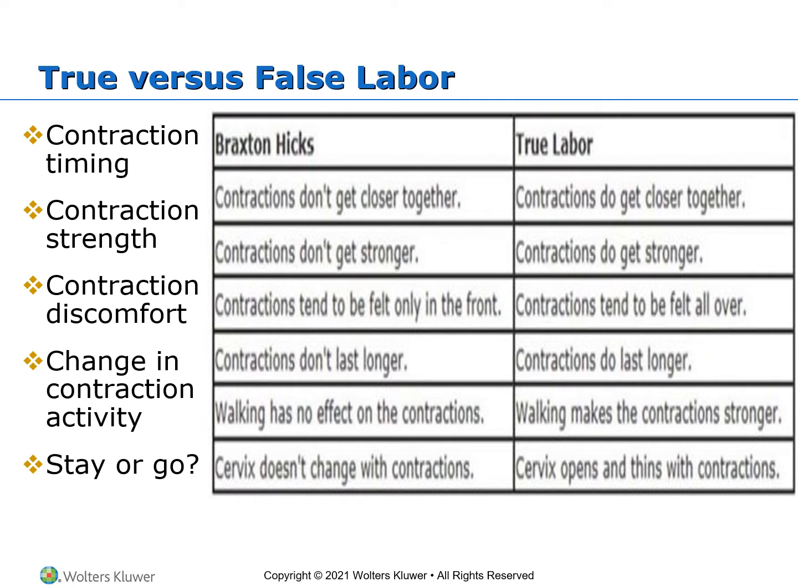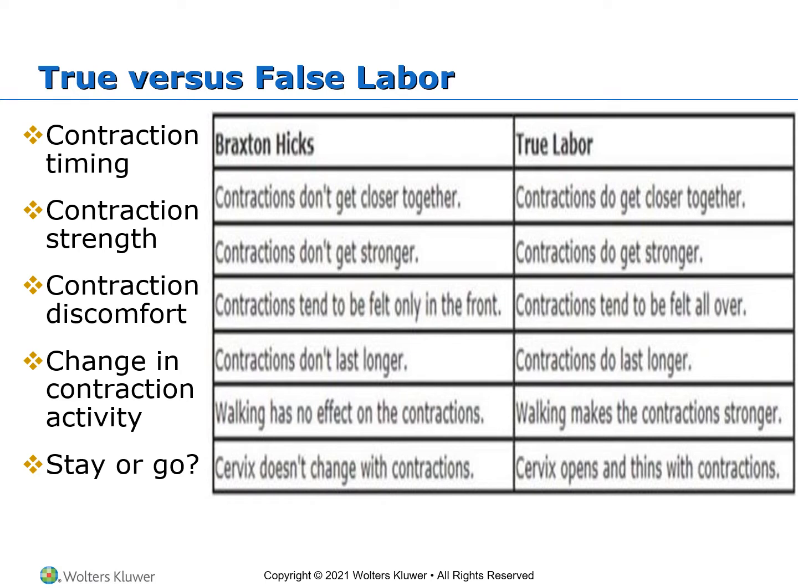With true labor, your contractions are regular. They will increase in frequency, duration, and intensity. These will bring about cervical dilation and effacement. They will usually last between 30 to 90 seconds. Go to the hospital if it is 5 minutes apart for an hour.